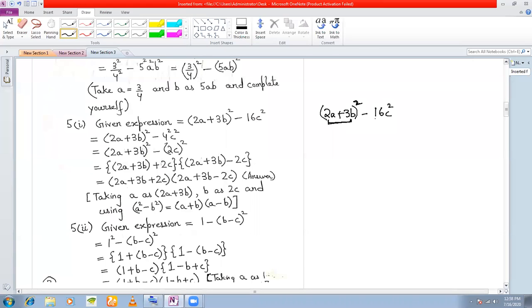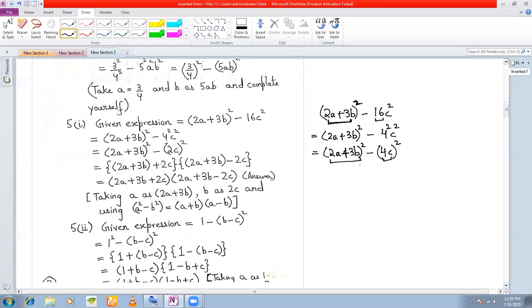And you also see that 16 is a perfect square. So you keep this as it is because there is nothing to do here, and 16 is a perfect square, so you write it as 4 square c square. So now this is (2a + 3b) as it is, and (4c) whole square. Now see, this has become a difference of 2 squares.